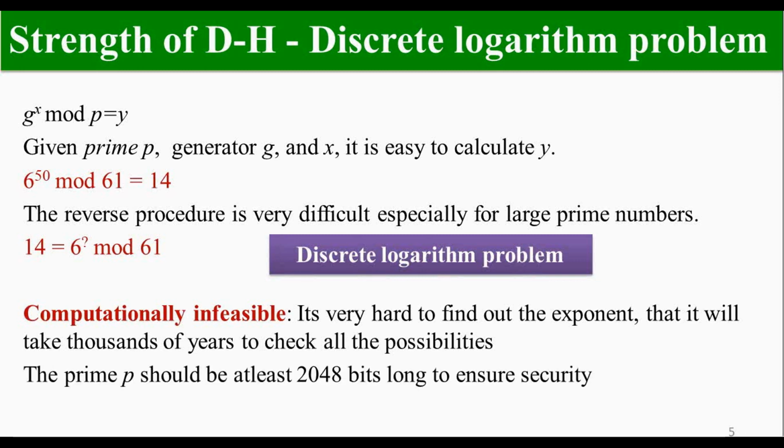So in order to secure this Diffie-Hellman key exchange algorithm, the prime number should be at least 2048 bits long, so that you can ensure the security. So this is a standard figure now. It should be at least 2048 bits long.